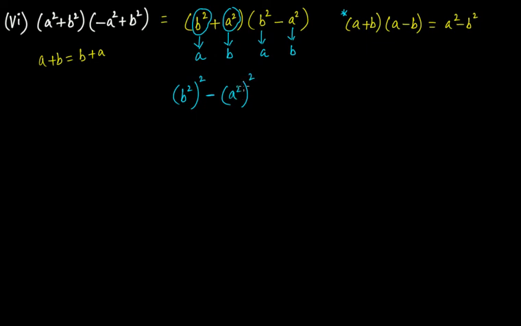Now this is b squared raised to the power of 2, and we know that we always do it in this way: 2 multiplied by 2. That is b raised to the power of 4 minus a raised to the power of 4.